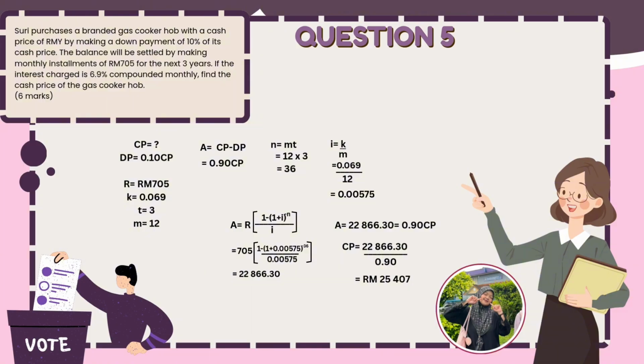The balance will be settled by making monthly installments of RM 705 for the next 3 years. So 705 is the R and the T is 3 years. If the interest charge is 6.9% compounded monthly, find the cash price of the gas cooker hob. So the interest is 6.9%, which is 0.069, and compounded monthly means M is 12.